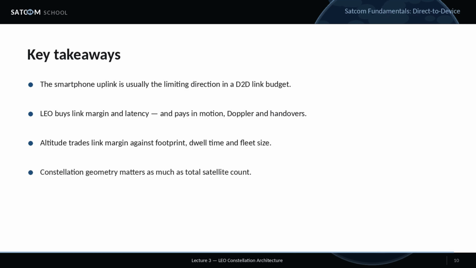To close, the smartphone uplink is usually the limiting direction. Low Earth orbit buys link margin and latency, and pays for it in motion, Doppler, and handovers. Altitude trades link margin against footprint, dwell time, and fleet size, and constellation geometry.